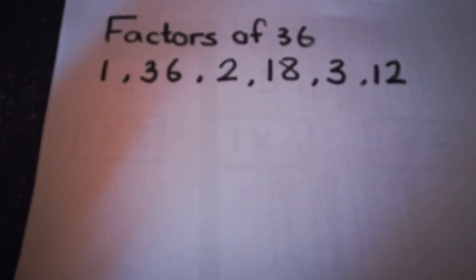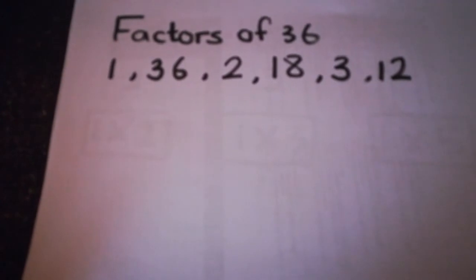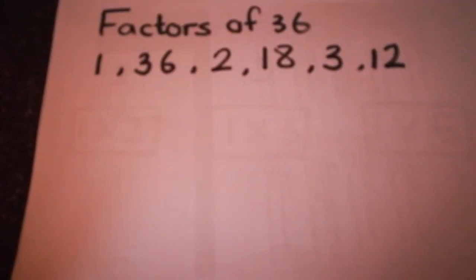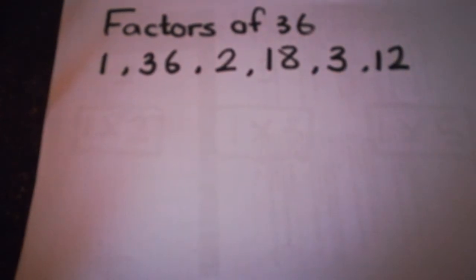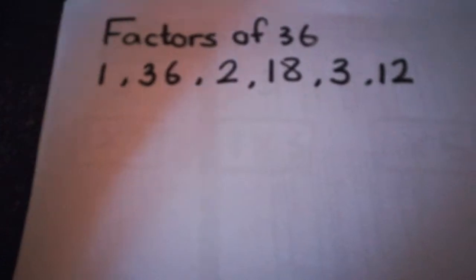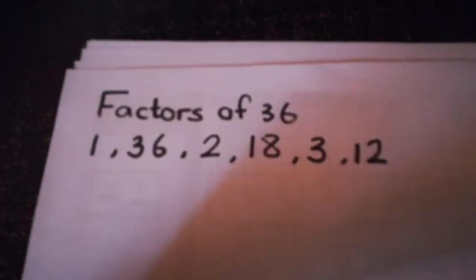So let's think of a simpler example. Let's look at factors of 4. What are the numbers that can go exactly into 4 without leaving a remainder? 1 times 4, therefore 1 and 4 are factors. 2 times 2, therefore 2 is a factor of 4 as well. Okay, I hope you guys are understanding.